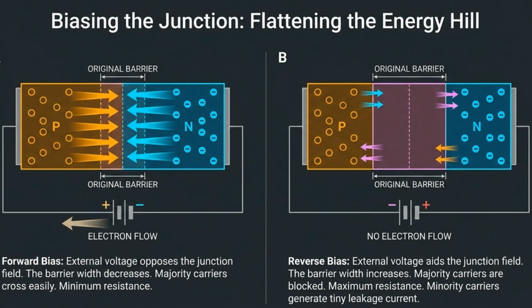Biasing the junction flattens the energy hill. Forward bias opposes the junction field, decreasing barrier width for electron flow. Reverse bias aids the junction field, increasing barrier width and blocking electron flow, except for a tiny leakage current.